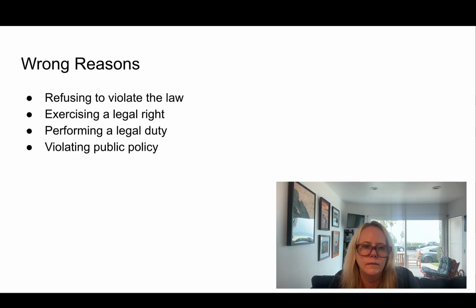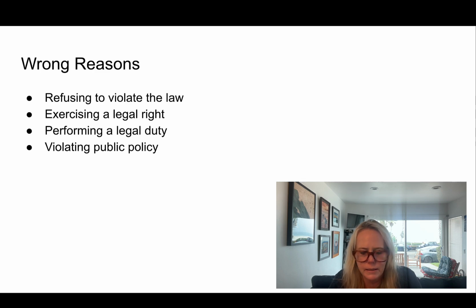What are the wrong reasons? First of all, refusing to violate the law. If your employer asks you to do something that is illegal and you refuse, you cannot be fired for that. Exercising a legal right, like your right to vote: your employer has a legal obligation to give you time off to vote. Performing a legal duty, like jury service. If you get a jury summons, your employer cannot fire you for performing that legal duty.